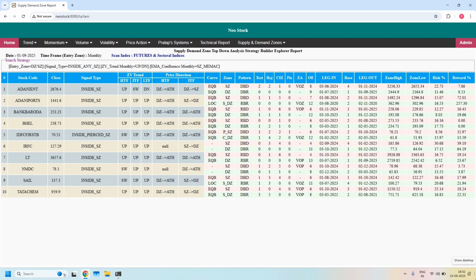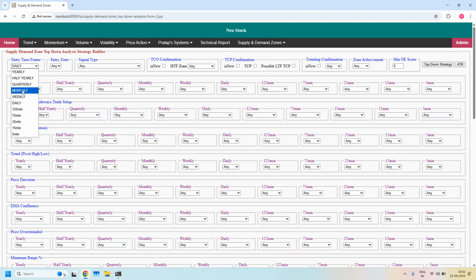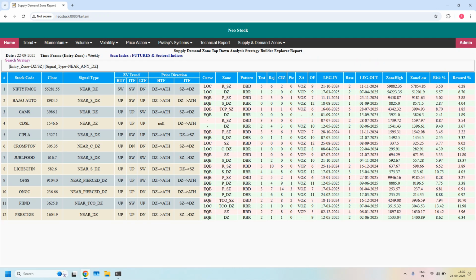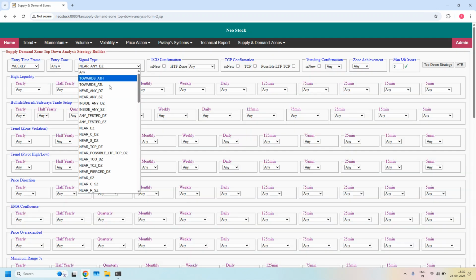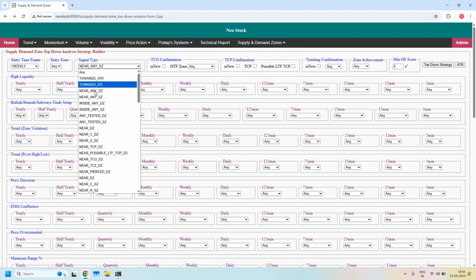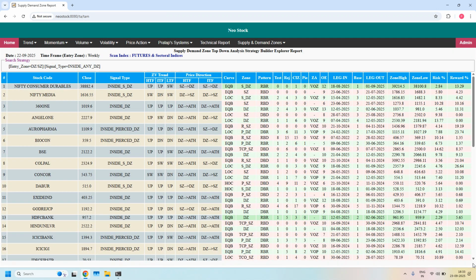Next time frame is weekly. Stocks near to the weekly demand zone. We got 12 stocks. Next, stocks near to the weekly supply zone. We got 6 stocks. Next, price closed inside the weekly demand zone. First 16 stocks in the list. Scrolling the list down.